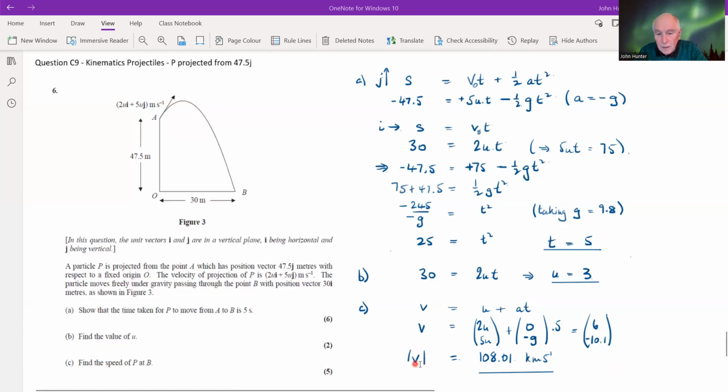The modulus of v indicates the magnitude of the vector, which is the speed, 108.01, and we're actually talking about meters per second. Just delete that out of there, but it's actually in meters per second. So 108.1 meters per second. So that is the solution to part C.